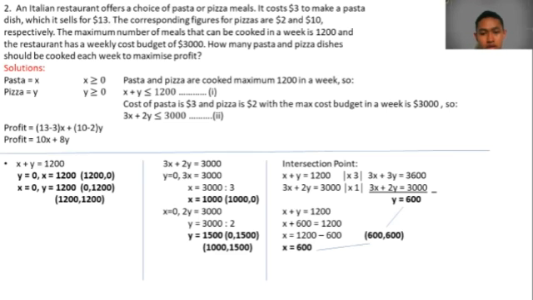And then to get the x point, we substitute y equals 600 in the first equation, x plus y equals 1,200, so x plus 600 equals 1,200, and then x is 1,200 minus 600, so x is 600. So we get the intersection point, 600 and 600.